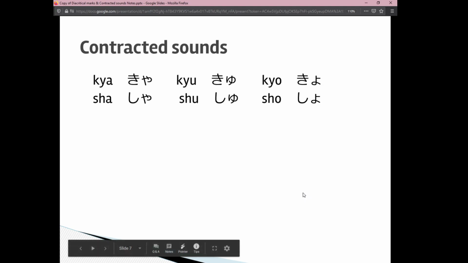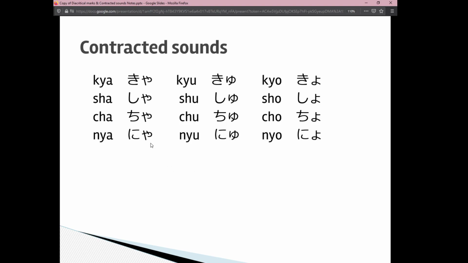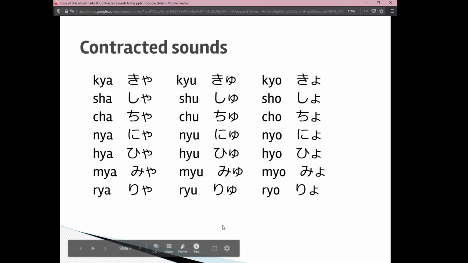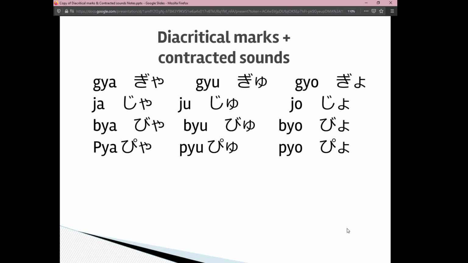So here are just some different examples of how we use these. Kya, kyu, kyo, sha, shu, sho, cha, chu, cho, nya, nyu, nyo, hya, hyu, hyo, mya, myu, myo, rya, ryu, ryo. And the thing is, we can also use diacritical marks with contracted sounds. So gya, gyu, gyo, ja, ju, jo, bya, byu, byo, pya, pyu, pyo.